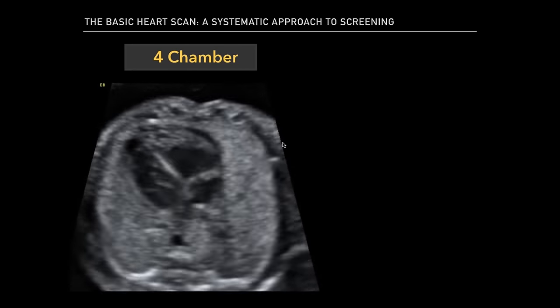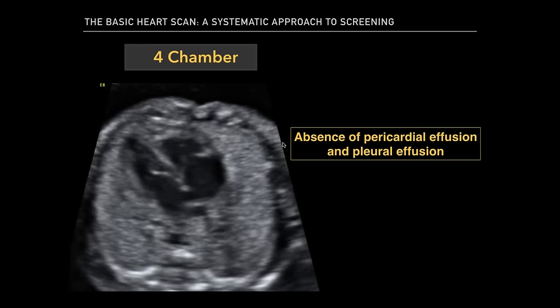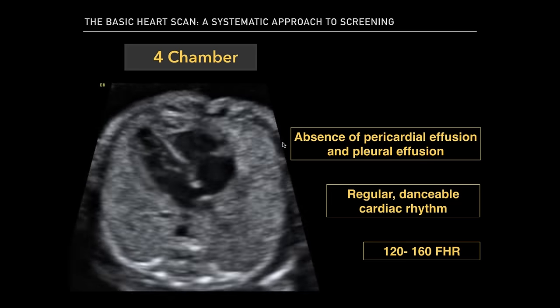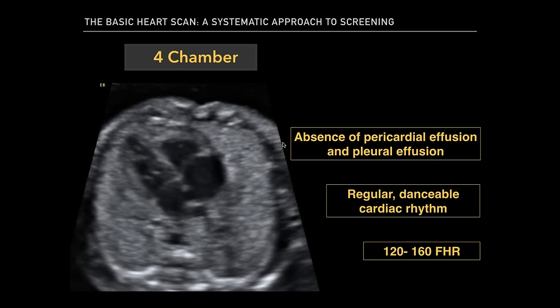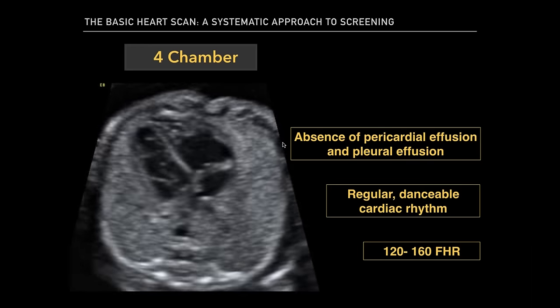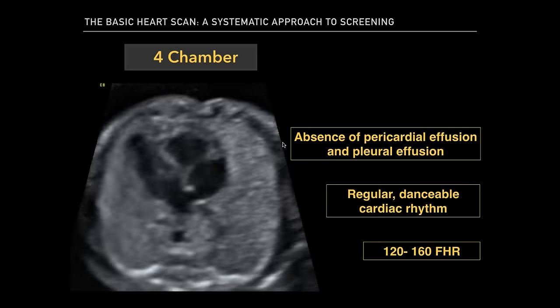When looking at the four chamber in real time, you also want to assess for any pericardial effusion and pleural effusion. Also, you want to assess the function of the heart, making sure that it's a regular cardiac rhythm, with a heart rate of 120 to about 160 beats per minute.